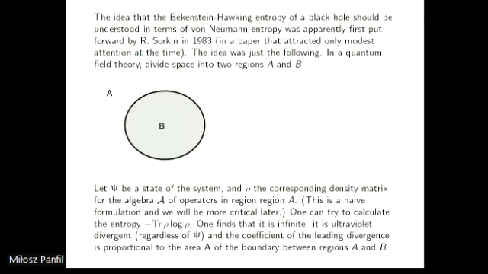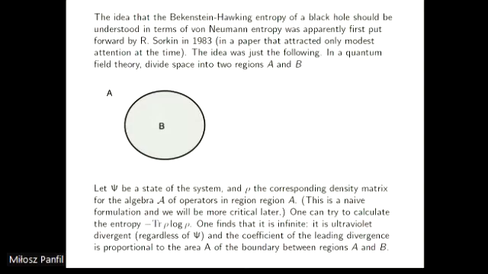Then he tried to calculate the entropy, minus trace rho log rho. He found it was infinite. It's ultraviolet divergent regardless of the state psi, and the coefficient of the leading divergence is proportional to the area A of the boundary between regions A and B. That happens because the divergence comes from high energy or short wavelength modes that are localized near the boundary. So modes could be localized near any point on the boundary, so the divergence is proportional to the area of the boundary.